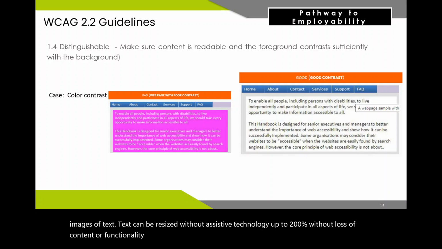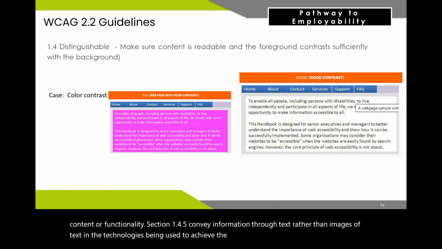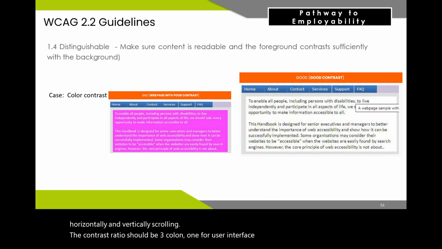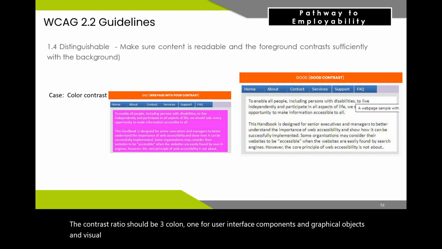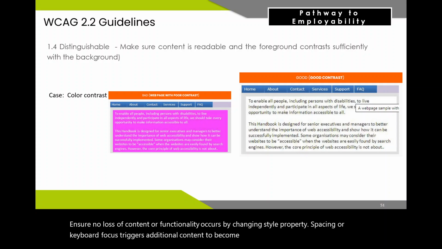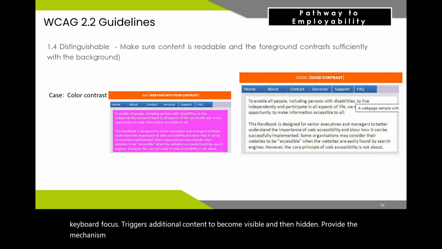Section 1.4.5, Convey information through text rather than images of text if the technologies being used can achieve the visual presentation. Ensure content can be presented without loss of information or functionality, and without horizontally and vertically scrolling. The contrast ratio should be 3:1 for user interface components and graphical objects in visual presentation. Ensure no loss of content or functionality occurs by changing style properties, e.g. spacing. Where keyboard focus triggers additional content to become visible and then hidden, provide a mechanism to dismiss the additional content.